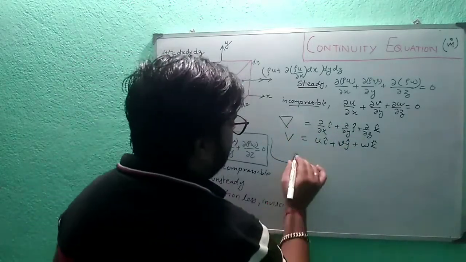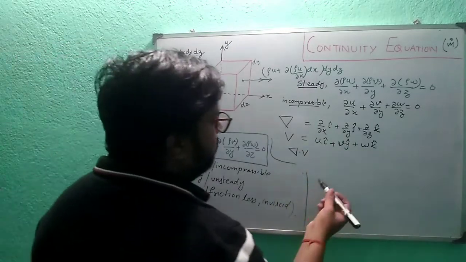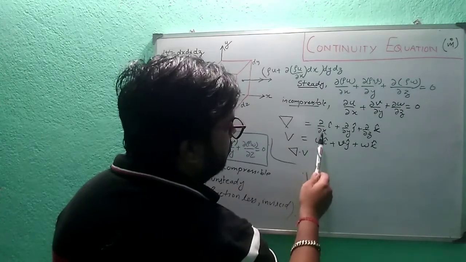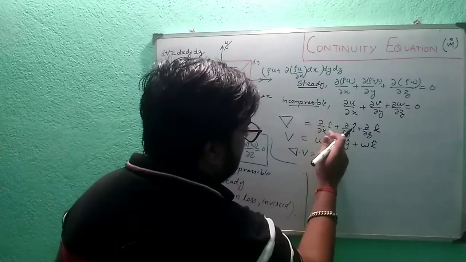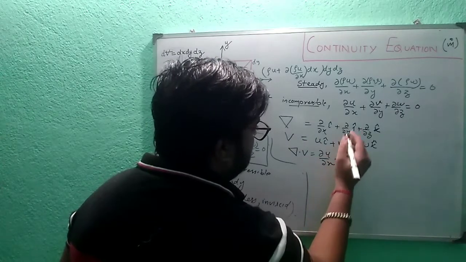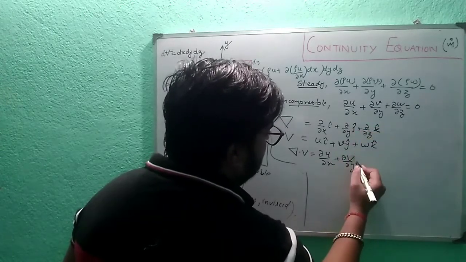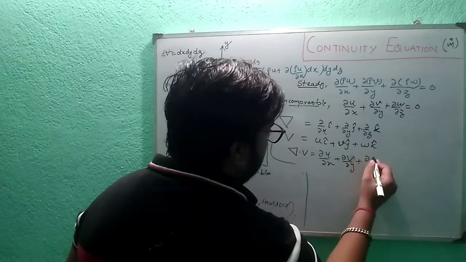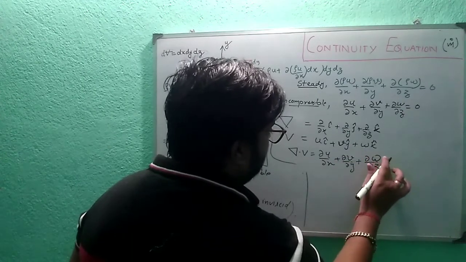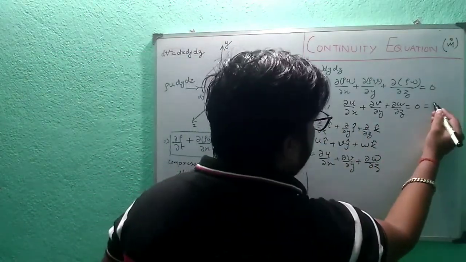So what does the gradient operator say? Del dot v is the dot product of these two. The dot product is the scalar form, where only the like coefficients are multiplied. So i dot i is one and the cross terms vanish, giving del u by del x plus del v by del y plus del w by del z. So here we can write the incompressible equation.